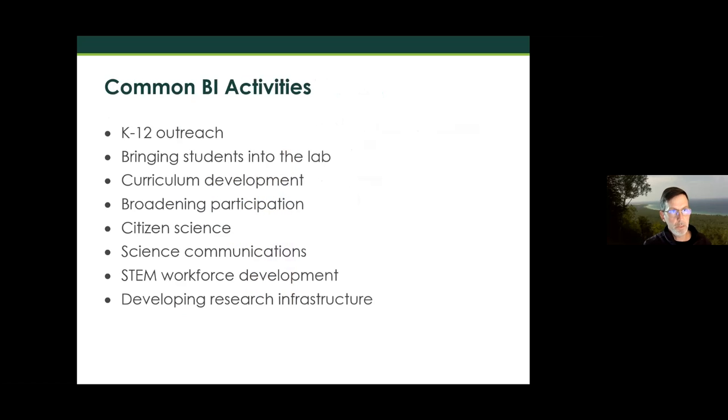So here's a list of common BI activities. We've talked about K-12 outreach. We've talked about bringing pre-college students into your lab. Curriculum development can be a form of broader impact activity. Broadening participation, Shoba told us a lot about that. We've talked about citizen science and citizen communications. STEM workforce development is a very common BI activity, and also developing research infrastructure. If you can get a grant to significantly build research infrastructure, then that's an important broader impact activity.